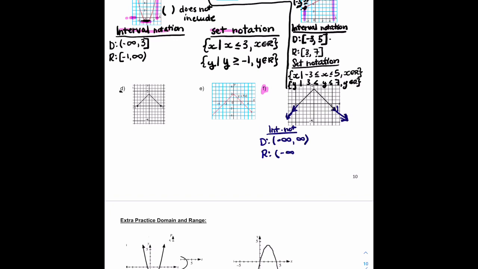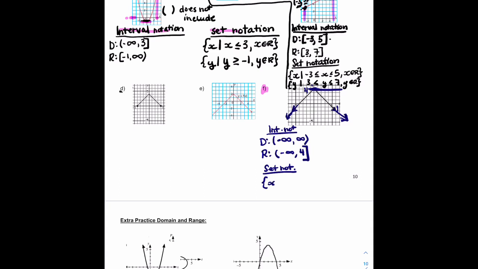-infinity, so circle -infinity. And then the very top of the graph, here's 5, so the very top of the graph would be 4. It's never going to go any higher than this line here. So that means that my highest value is 4. So that's interval notation.